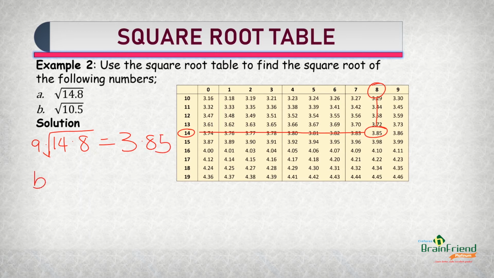Our next number is 10.5. We look for 10 on the left-hand side of the table, and we look for 5 at the top row of the table. Now we search for the number across 10 and under 5, which is 3.24. So the square root of 10.5 is 3.24.